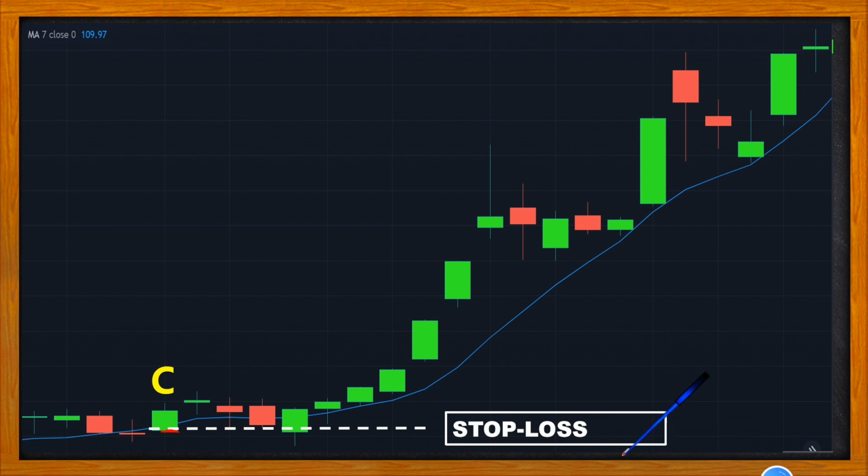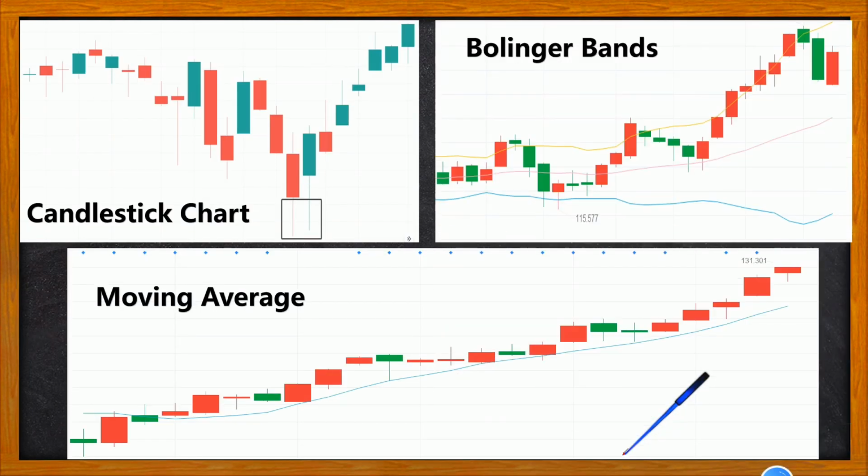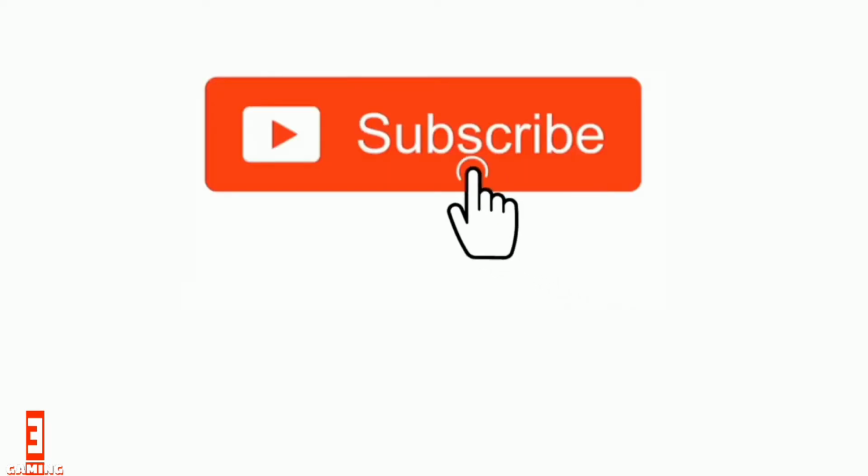In fact, there are 3 crucial indicators for Forex trading: candlestick chart, moving average, and Bollinger Bands. Candlesticks reflect the market sentiment, and I have made a short series on candlestick charts on my channel. And the win rate will be highly improved if we combine the analysis of candlestick chart patterns and this MA strategy.